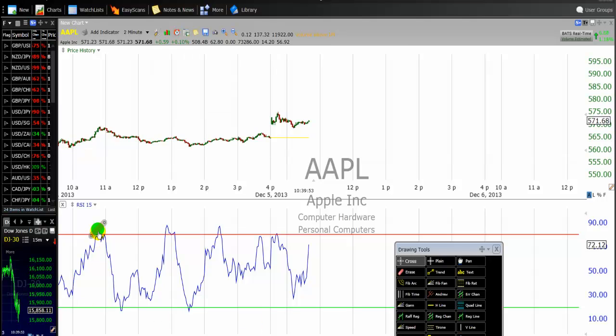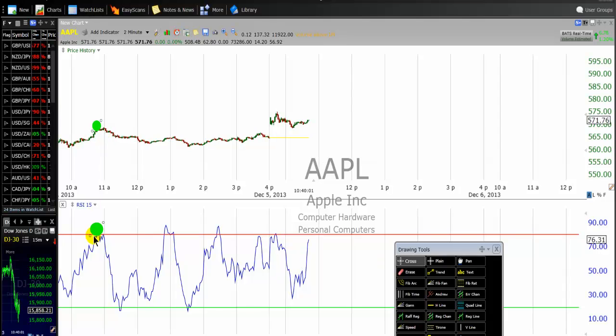So here you see this was a successful trade. The price went down, okay? So Apple stock, as the RSI 15 on the 2-minute chart reaches the level of 80, the price went down. And now the RSI reaches the oversold zone below the 20. That's a buy signal here.